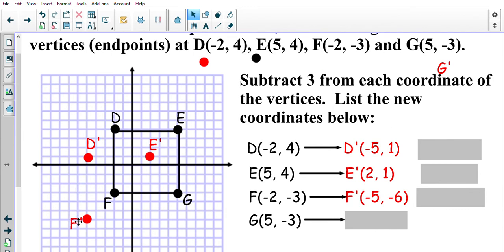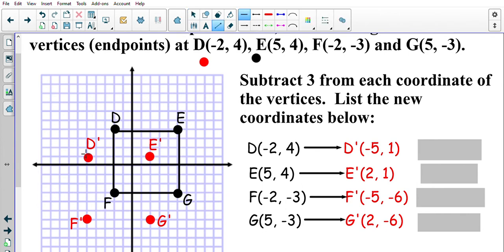And then G, 5 comma negative 3. 5 minus 3 is 2. Negative 3 minus 3 is negative 6. So G prime is going to be at 2 comma negative 6, which is going to be right here. I can use some of my other points to help me since it happens to still be a rectangle, or in this case, a square. So let's go ahead and connect these, and then let's compare to the original. Just like the last one, you're going to notice that it's the same size and shape. In fact, this one was just shifted.